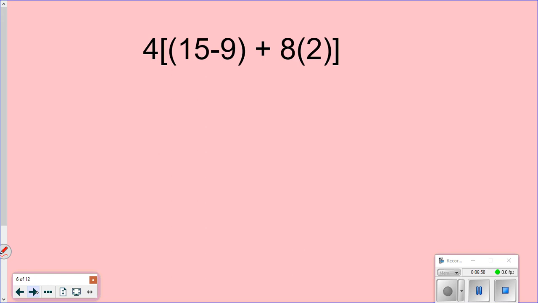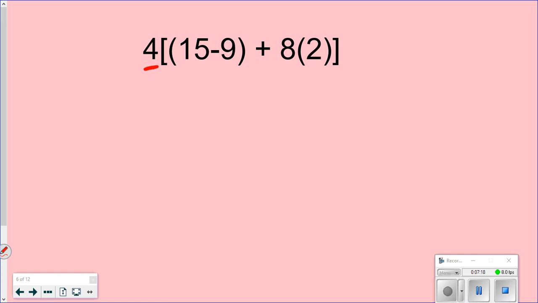So brackets, basically everything in the brackets, it's kind of like a force field. Everything inside that force field has to be done first. So we're going to worry about the 4 later. This is going to be the last thing we do. So I'm going to look in here. What can I do first?